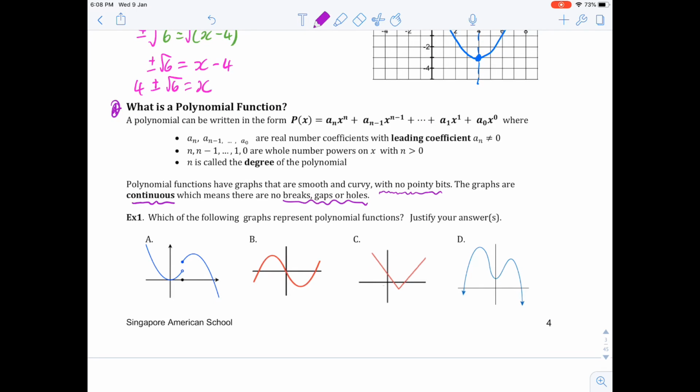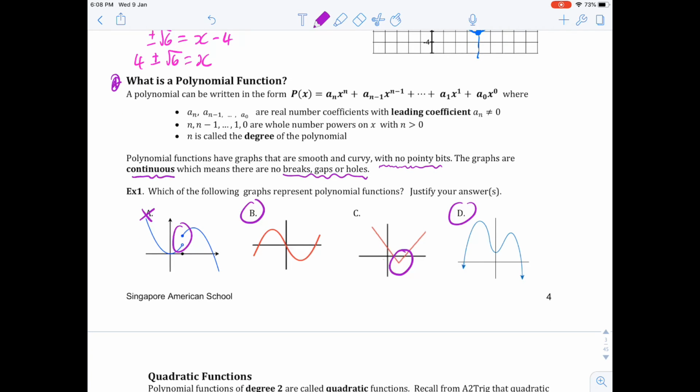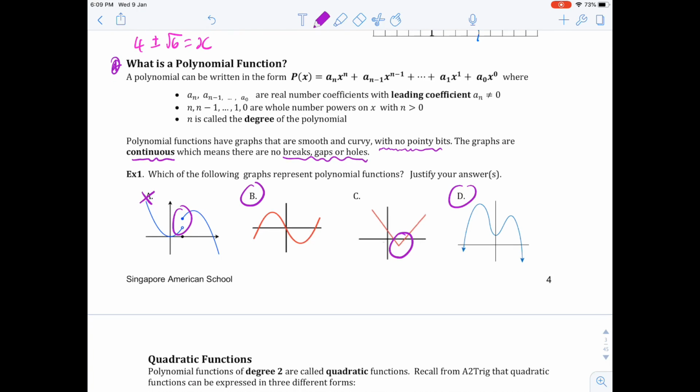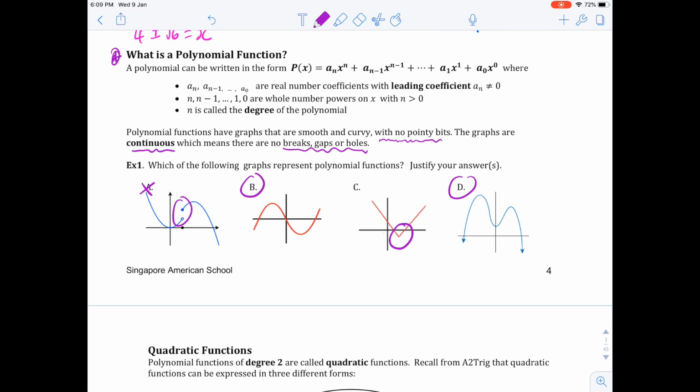And so if we are going to identify which of the following graphs in example number 1 represent polynomial functions, hopefully it's clear to you that B and D are the two. A is not, because we have a break in the graph, a discontinuity, and in example 1C, we have one of our pointy bits. And so later on, when we get into limits and you start to understand the basics of calculus, you'll understand why we cannot have points in the graph like this. The functions are not differentiable at these points.